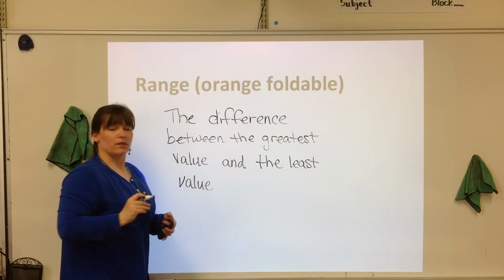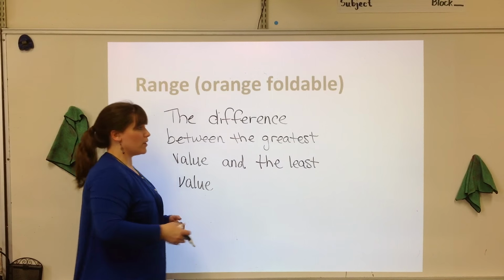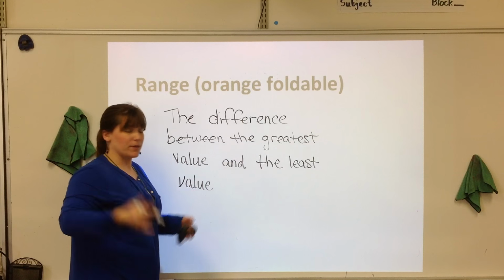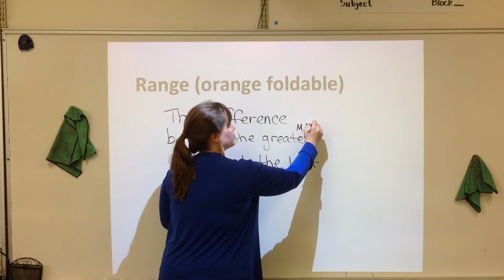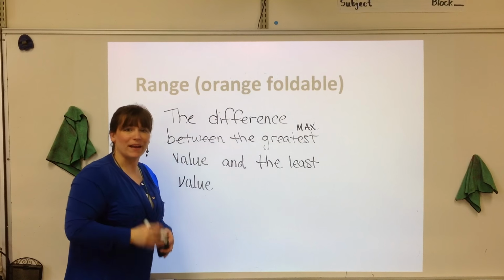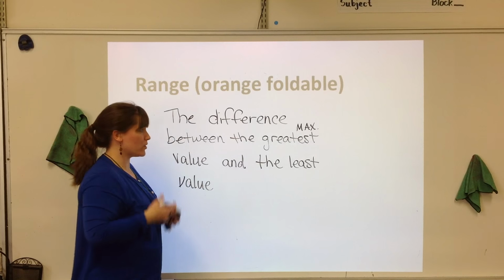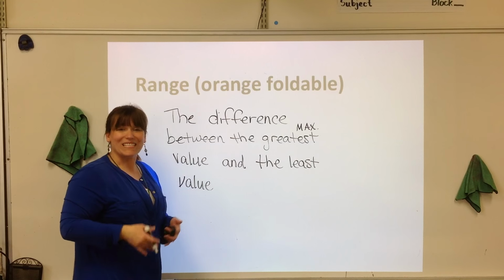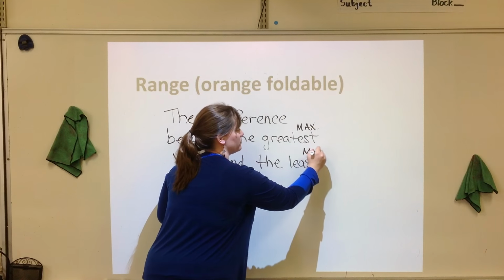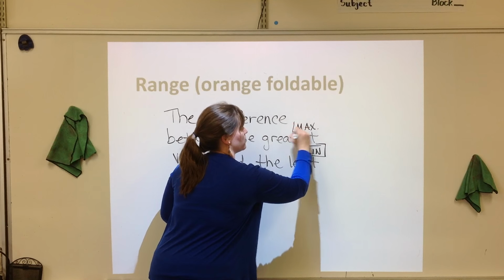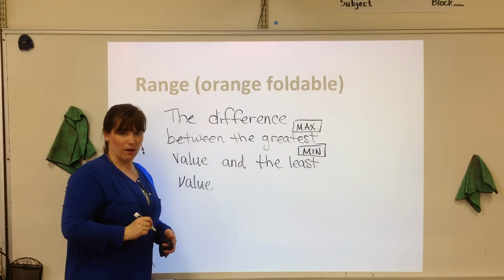We have different names for them. The greatest value, the highest number in the set of data, is called our maximum, or max for short. Our maximum value, the highest one, the greatest one. Our least, or our smallest value, is the minimum, M-I-N. So make sure you have that max and min in there as well.